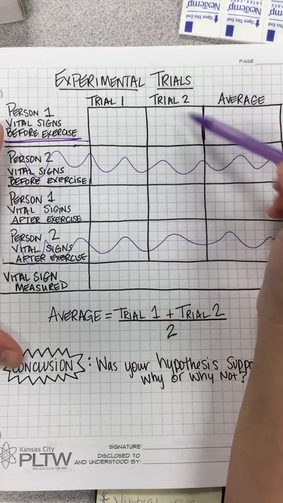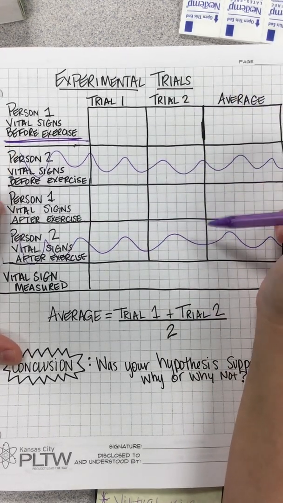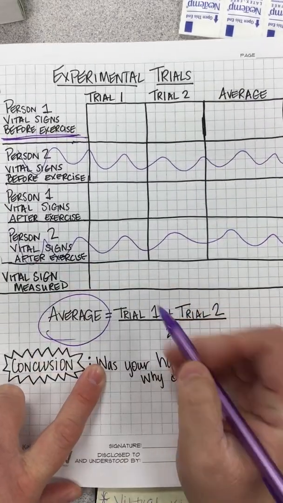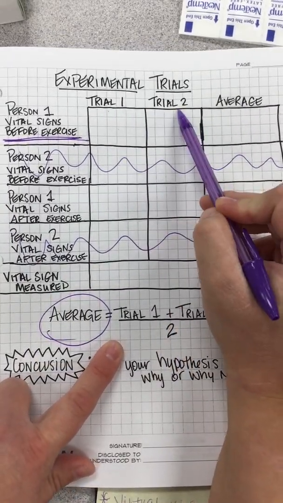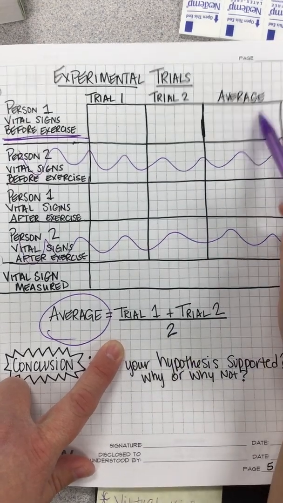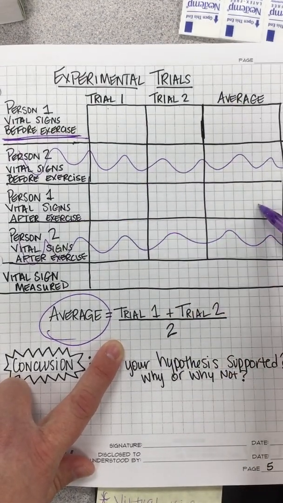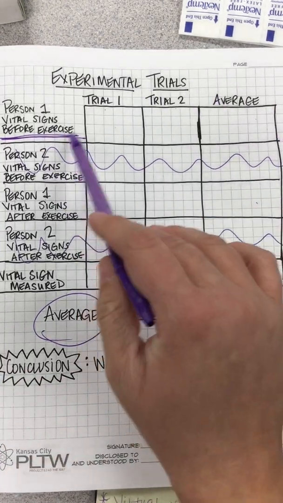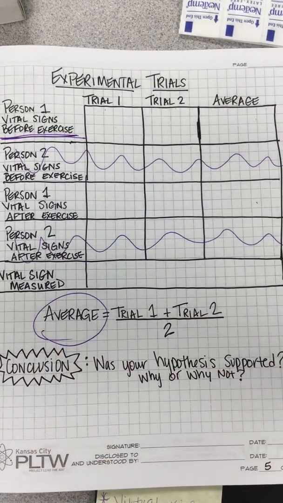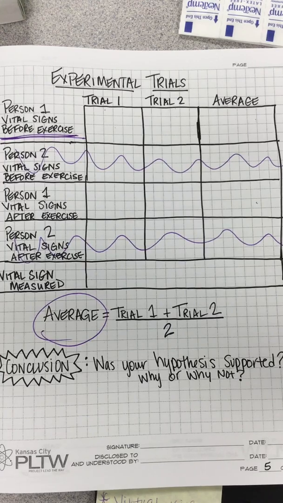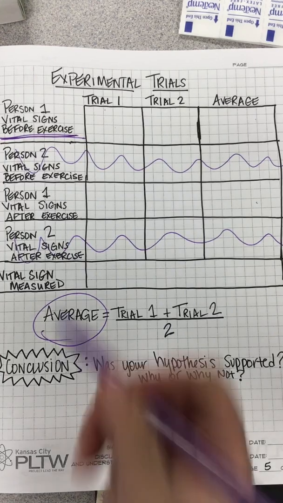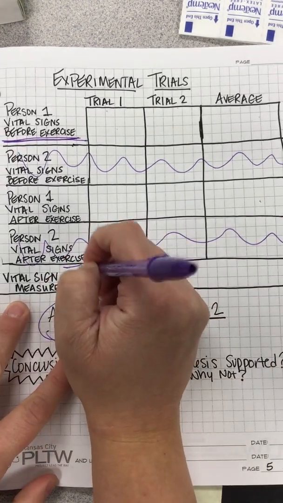Okay? Then you're going to do another trial. Okay? And then to get your average over here, you do trial 1 plus trial 2 divided by 2. And so you'll do an average of your vitals before and an average of your vitals after. Between your trial 1 and trial 2, try and wait 5 or 10 minutes for your vital to go back to normal. And then you have your vital sign measured, okay?